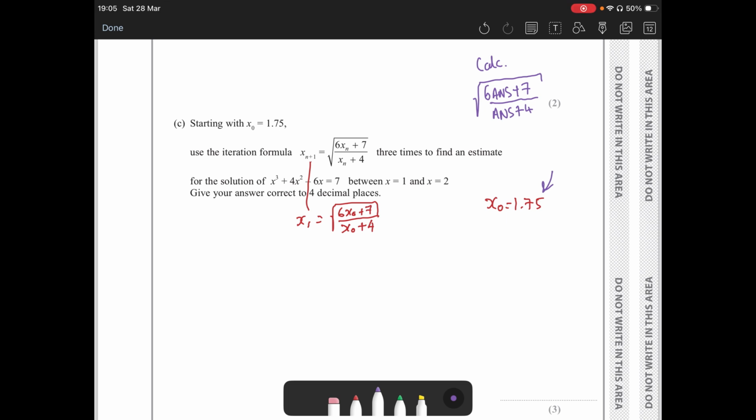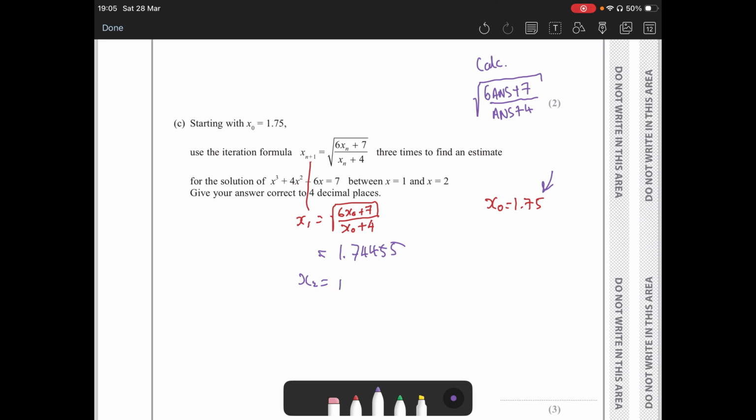So be really, really careful here. Do the formula correctly. So 6 Ans plus 7 over Ans plus 4. And it helps you. So x1 will be 1.7445. Now, the beauty behind all of this is if you press equals again, it'll work the next number out.